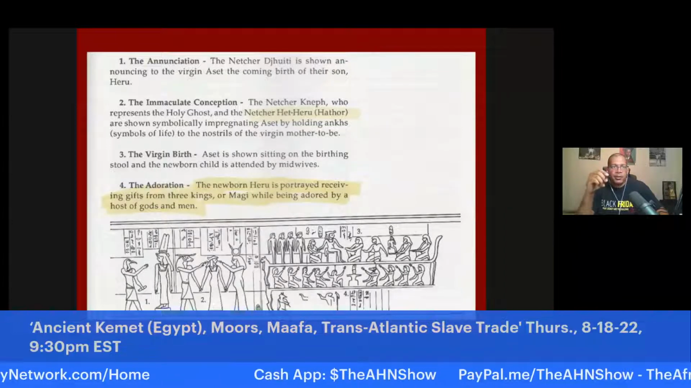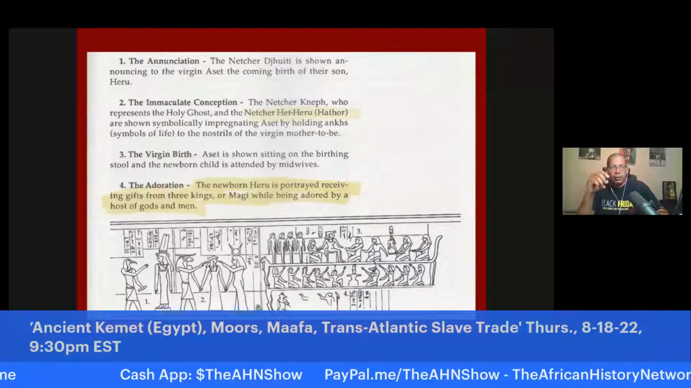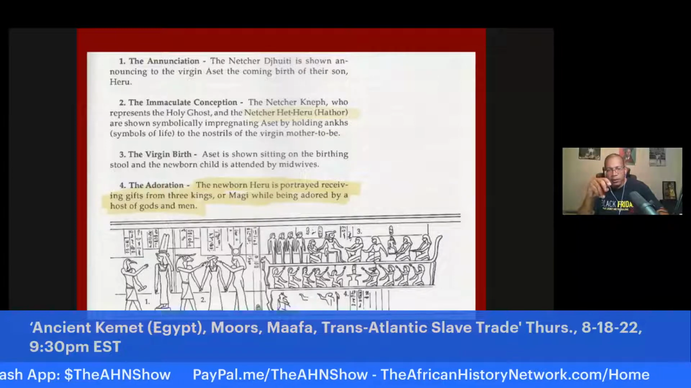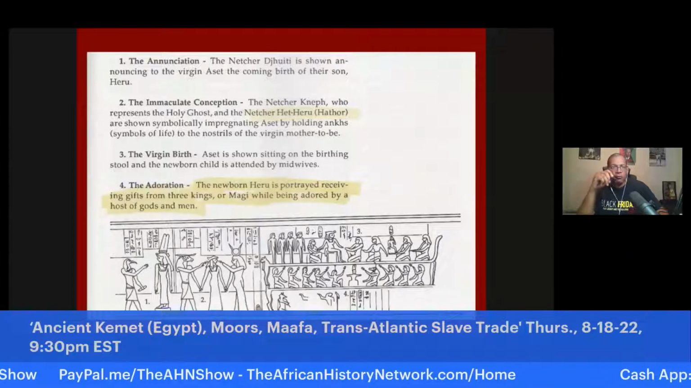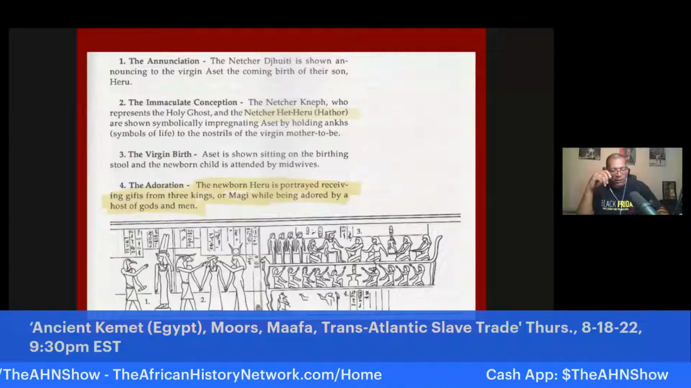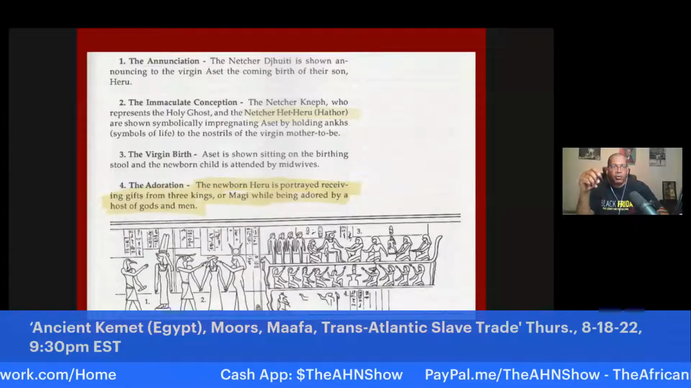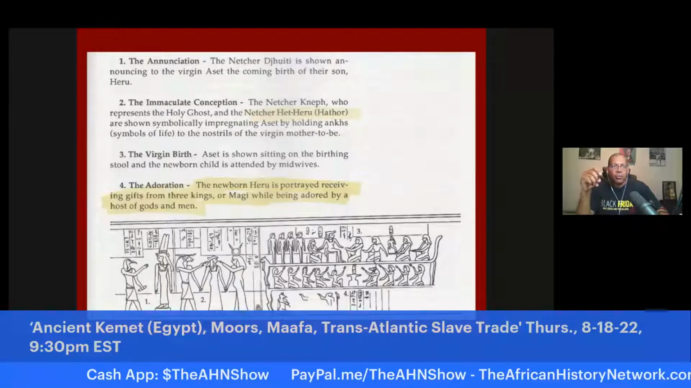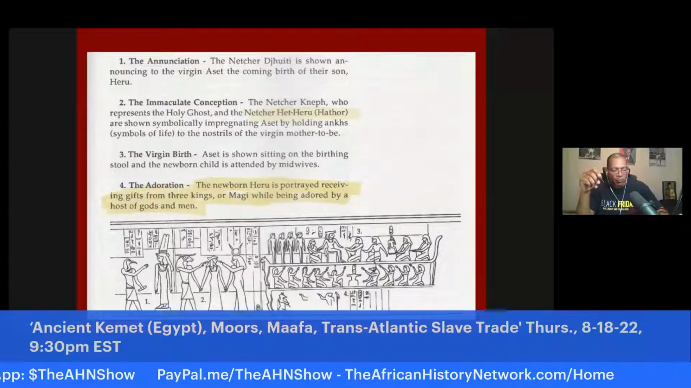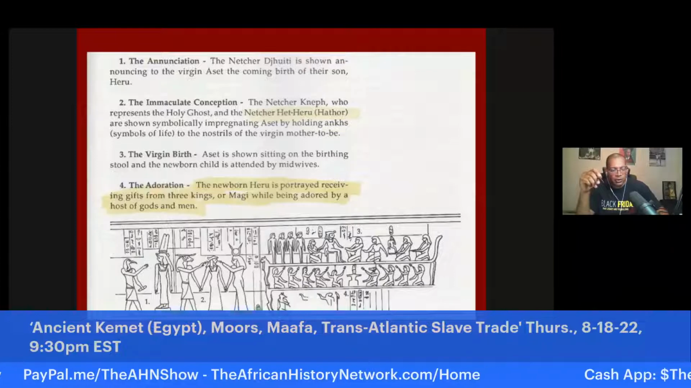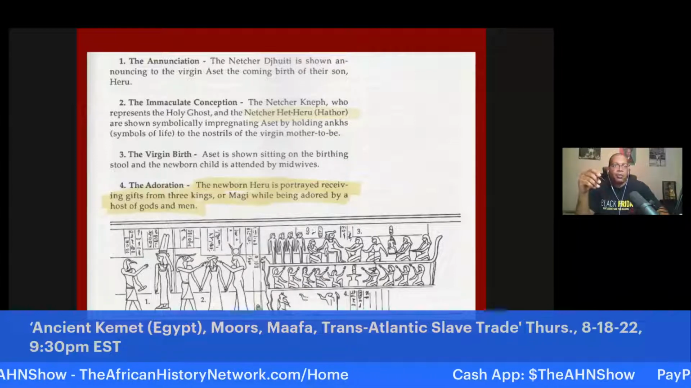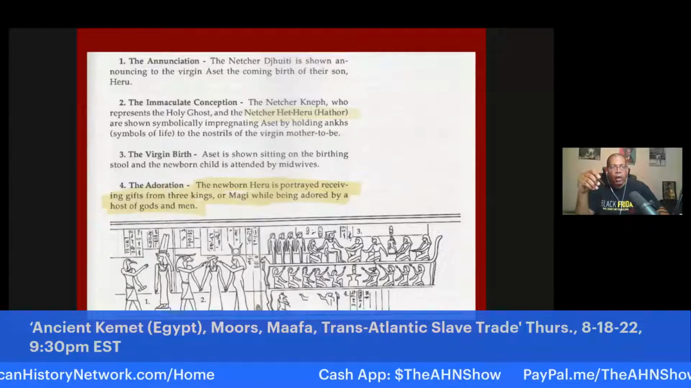All right, this is the Immaculate Conception. Three, you have the Virgin Birth, which is the top panel here. Auset is shown sitting on the birthing stool, and the newborn child is attended by midwives.